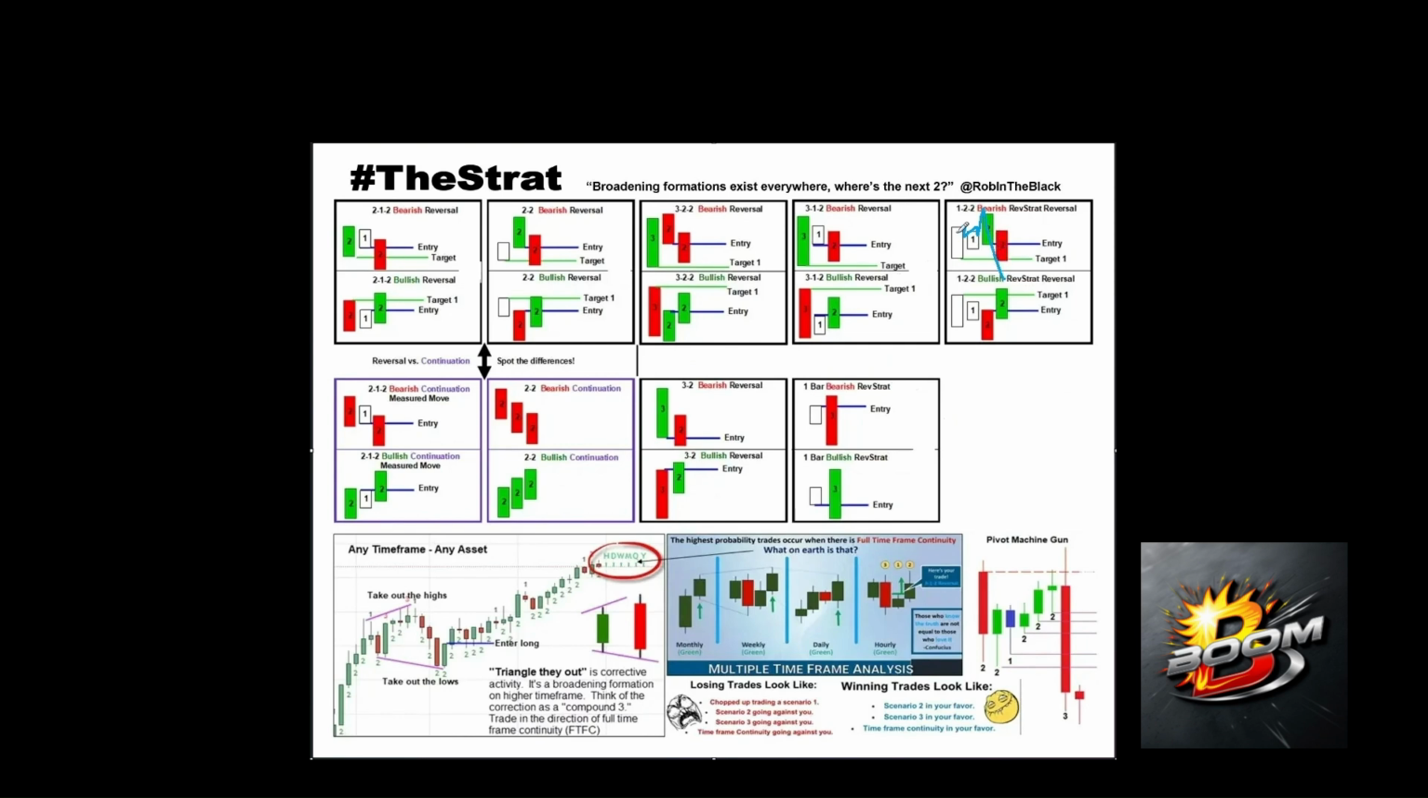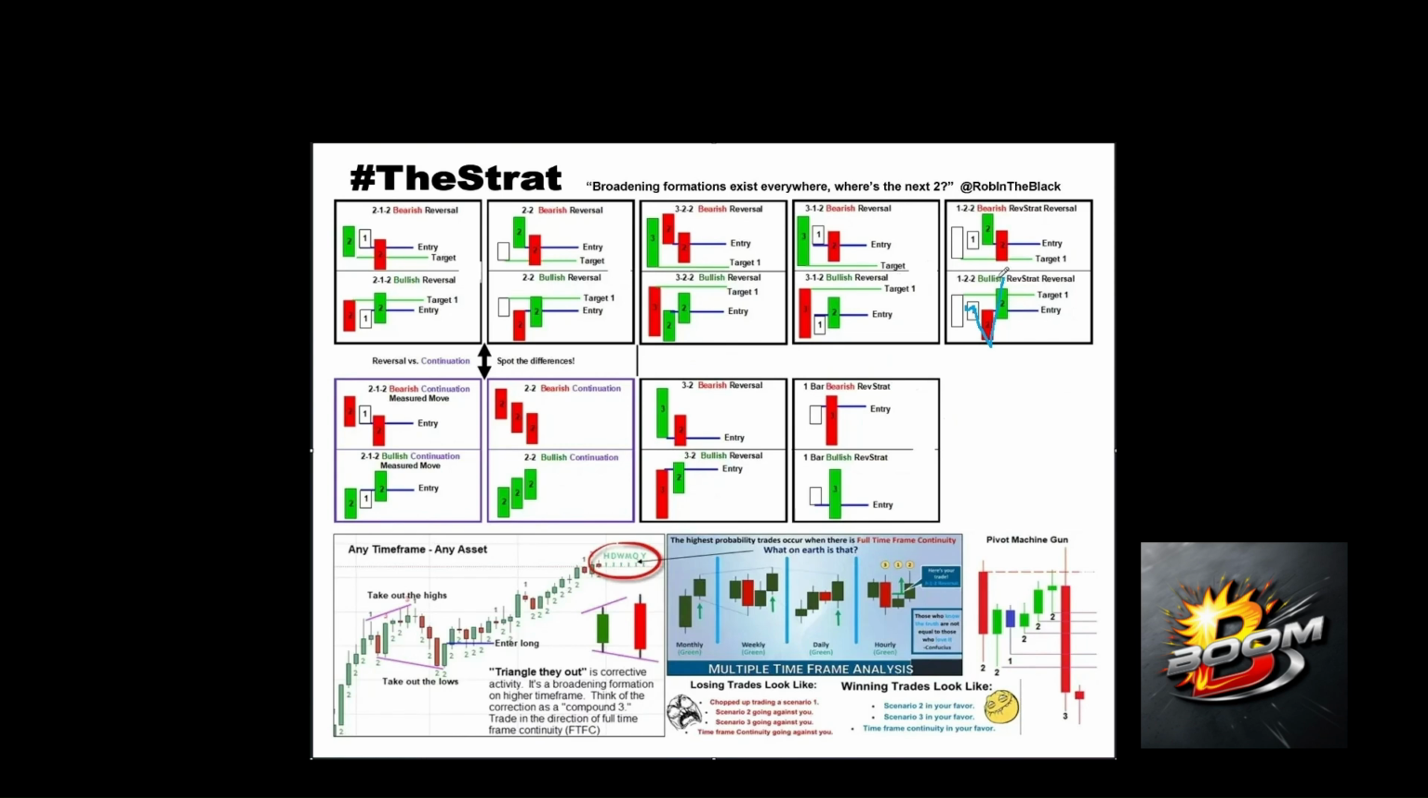So as you can see, it's broad information in itself. We took out these guys, and we took out these guys. Again, same thing, just in reverse. Consolidate, expand, trap, trigger, take them all out the other way.